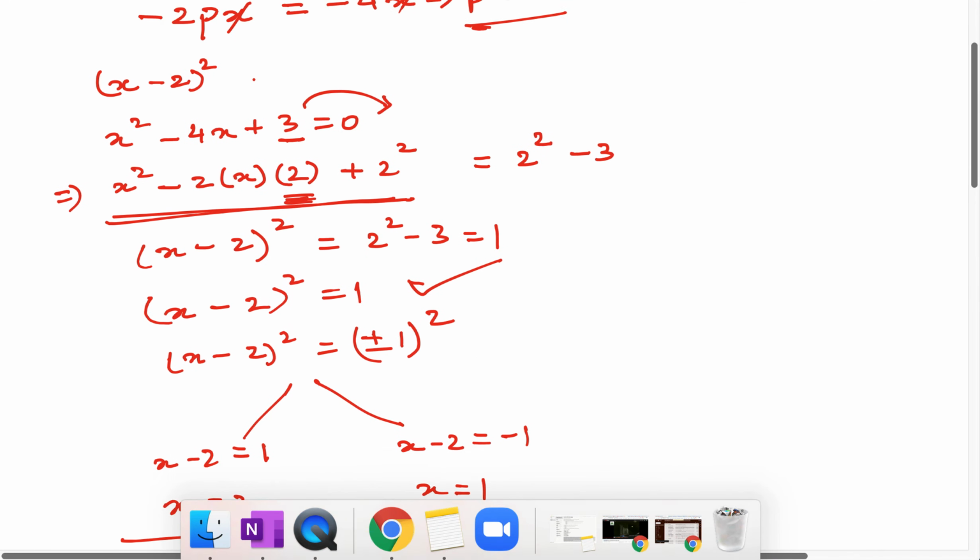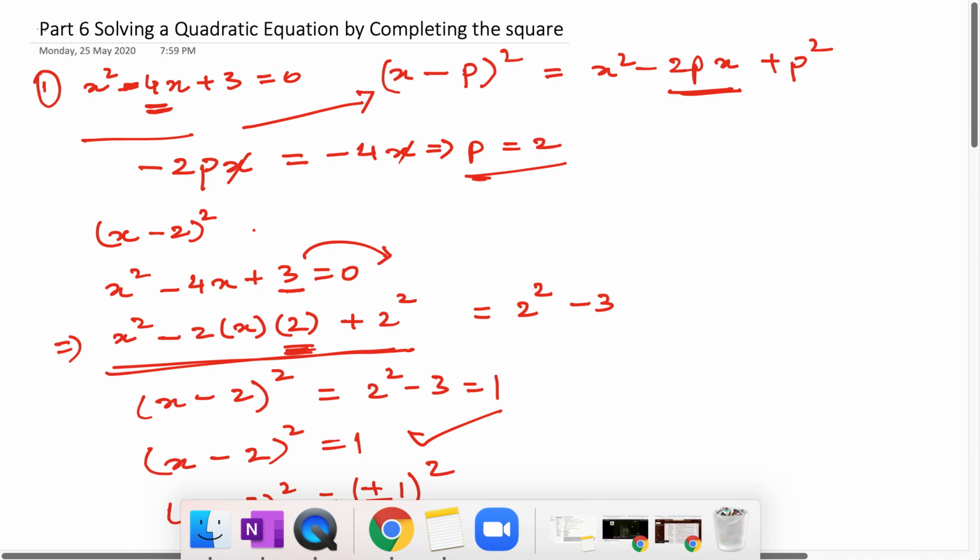Okay, now this was the entire explanation of how do you solve a quadratic equation by completing the square.